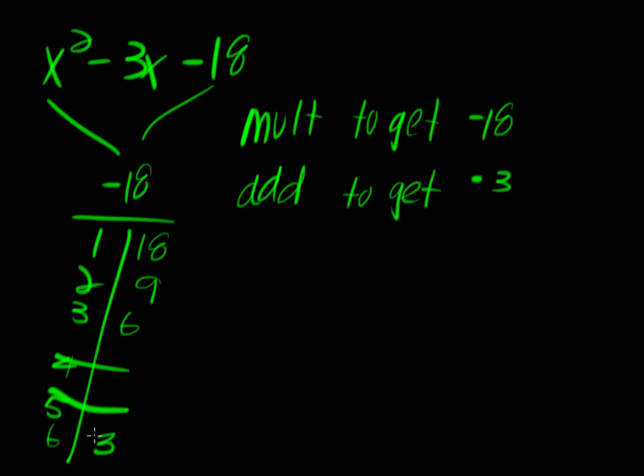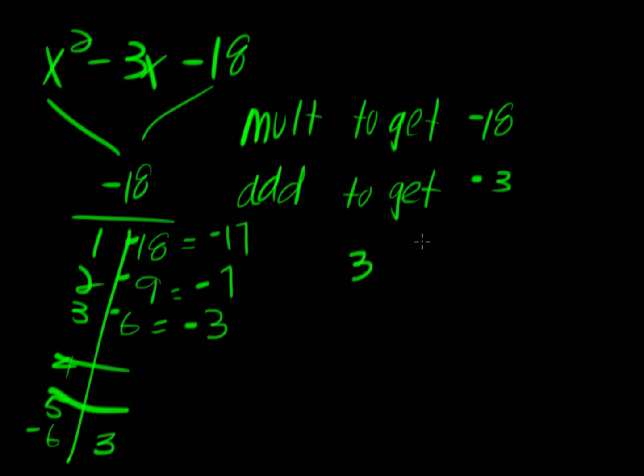But we have to add these two different signed numbers to get a negative 3. So if we're adding two numbers of a different sign to get a negative number, that means that our larger number is negative. So I'm going to go through here and make these larger numbers negative and see what they add to give me. Okay, so 1 and negative 18 adds to give me negative 17. 2 and negative 9 adds to give me negative 7. 3 and negative 6 adds to give me negative 3, and I think that's what I'll use.